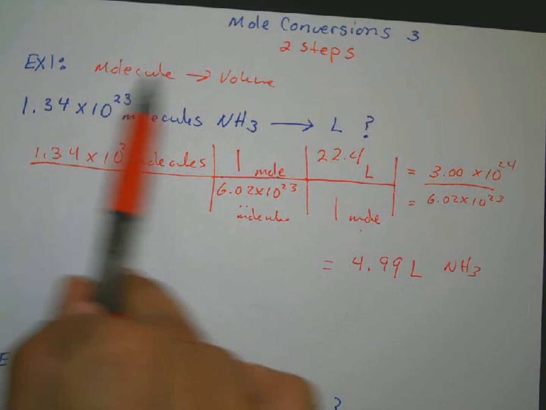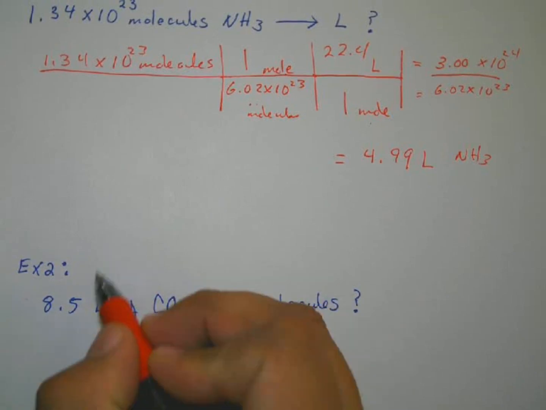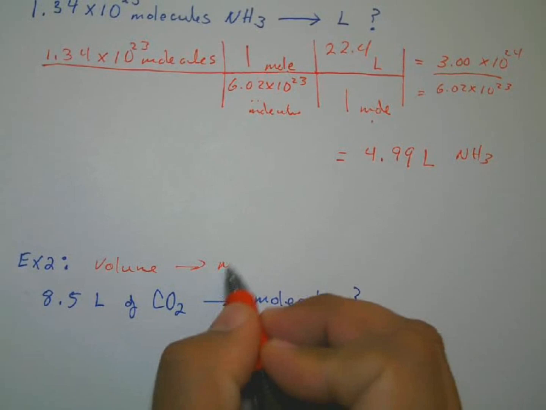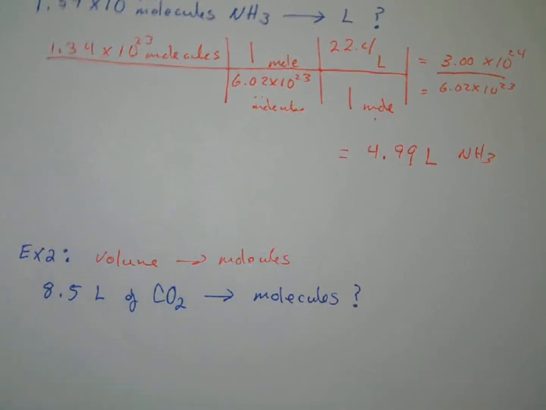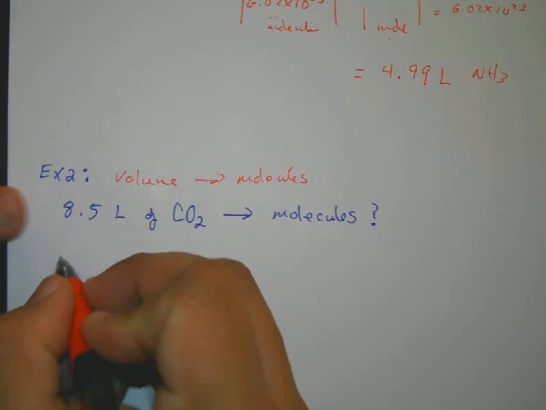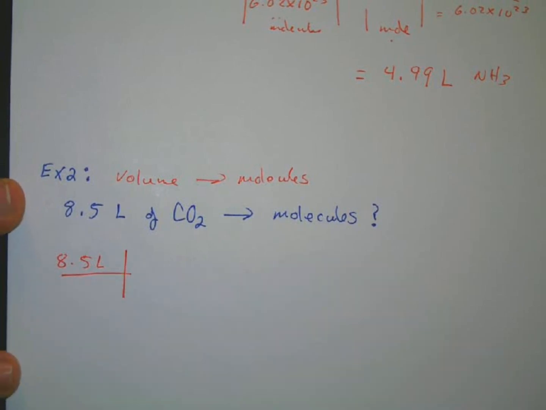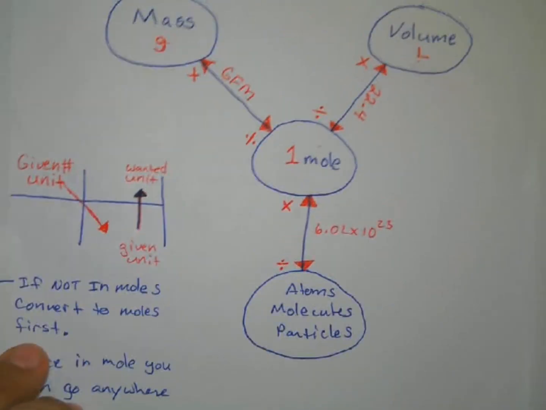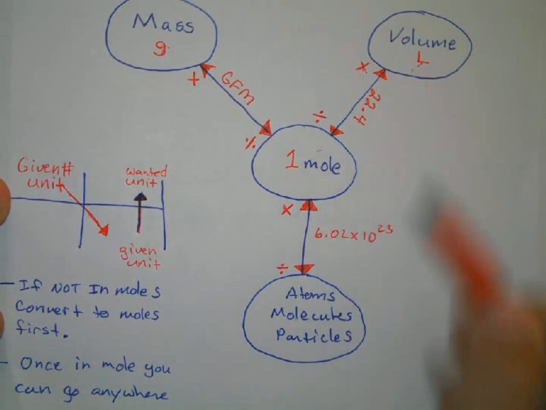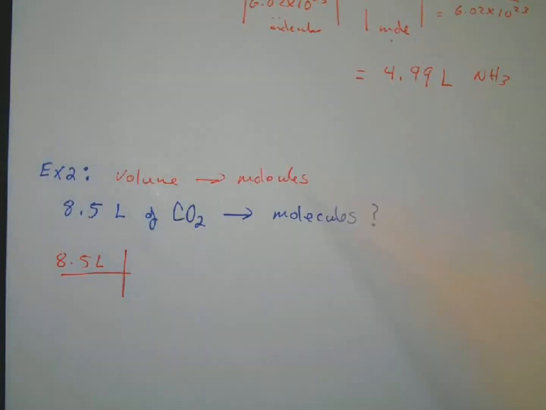So now let's look at the next example. This one was going from molecules to volume. This time they're starting us off with volume, and they want me to go to molecules. So we're reversing the process now from what we just did. So I'm going to start off with what they just gave me, 8.5 liters. Now, I'm going from liters to molecules. So I pull out my Y diagram. I'm starting up here at liters, and I got to go to molecules. So step 1, I go to moles first. Step 2, then molecules. So it is a two-step problem.